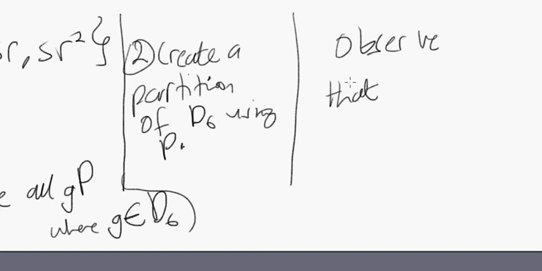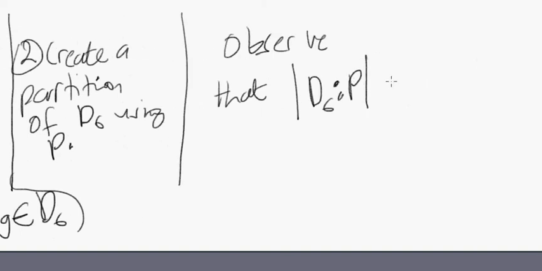Maybe the next task is to observe that the index of P in D6 actually happens to be 3. That is, you need only 3 cosets to partition D6 correctly, in such a way that every element is in some coset, the cosets are pairwise disjoint, and the partitions are just cosets. Observe that the index of P in D6 actually equals 3.